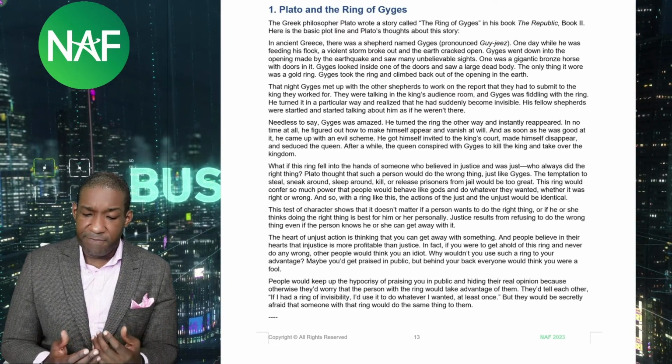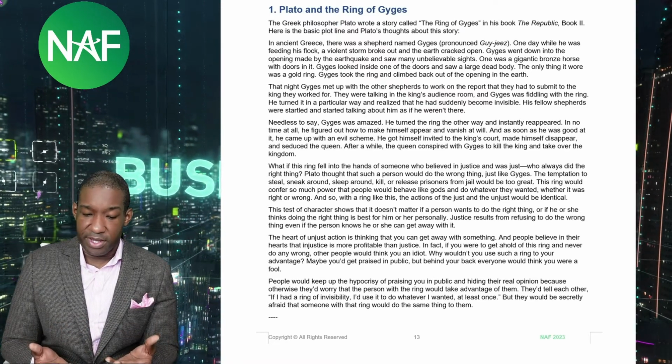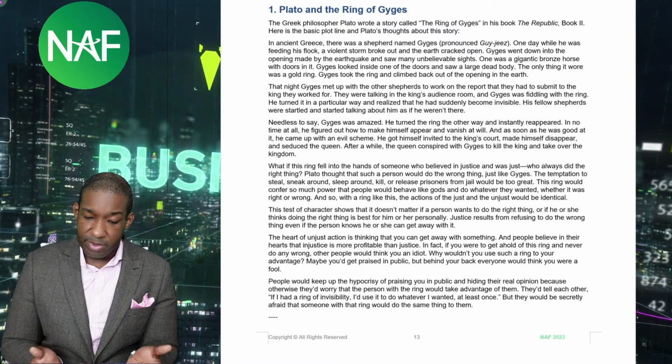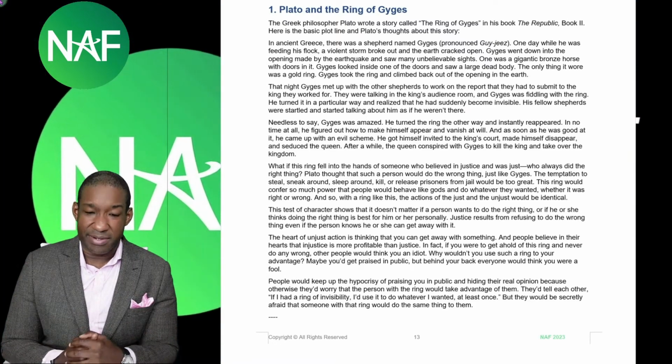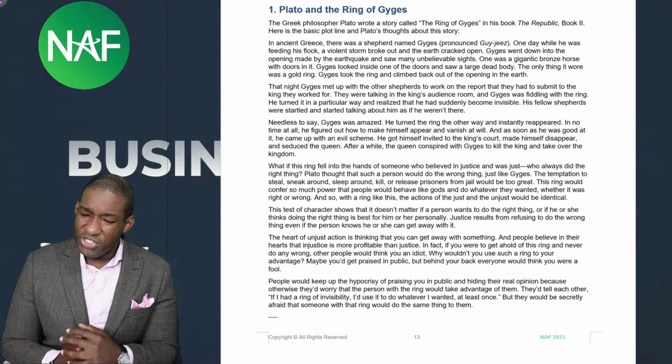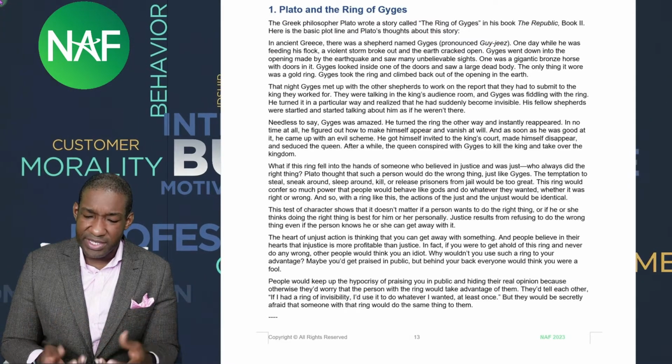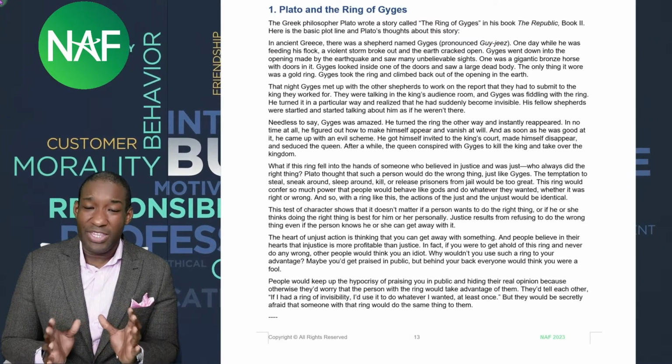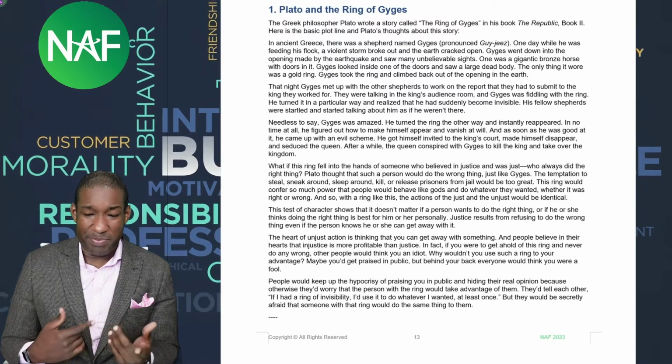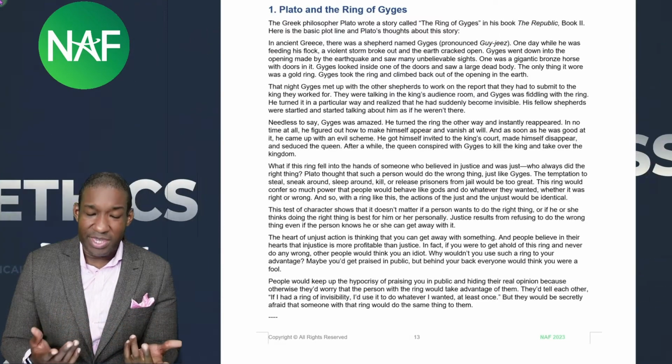And people believe in their hearts that injustice is more profitable than justice. In fact, if you were able to get a hold of this ring and never do any wrong, other people would think you an idiot. Why wouldn't you use such a ring to your advantage? Maybe you'd get praised in public, but behind your back, everyone would think you were a fool.